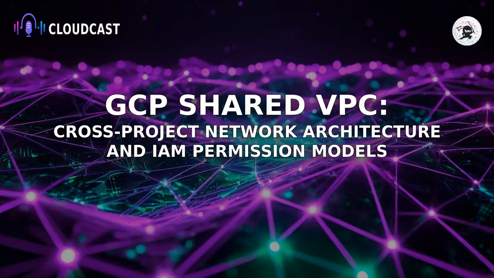Stop creating separate VPCs for every project in GCP. I just helped a company eliminate 47 redundant VPCs and cut their networking costs by 60% through eliminating redundant cloud NAT gateways, VPN tunnels, and interconnects that were duplicated across all those VPCs, while actually improving their security posture. Today I'm showing you exactly how shared VPC works and the IAM model that makes it possible.